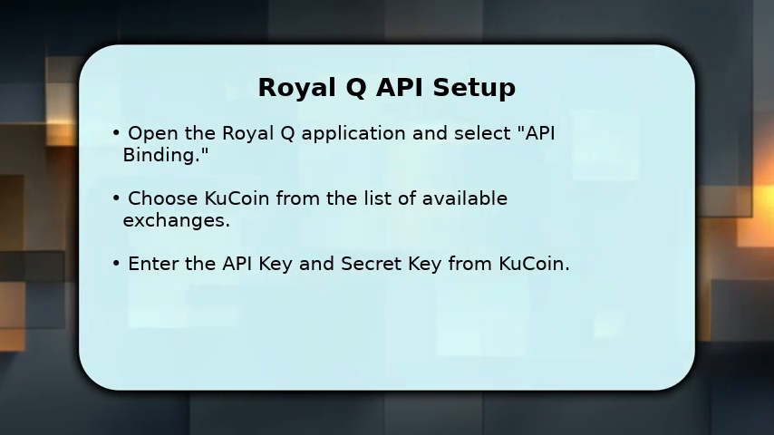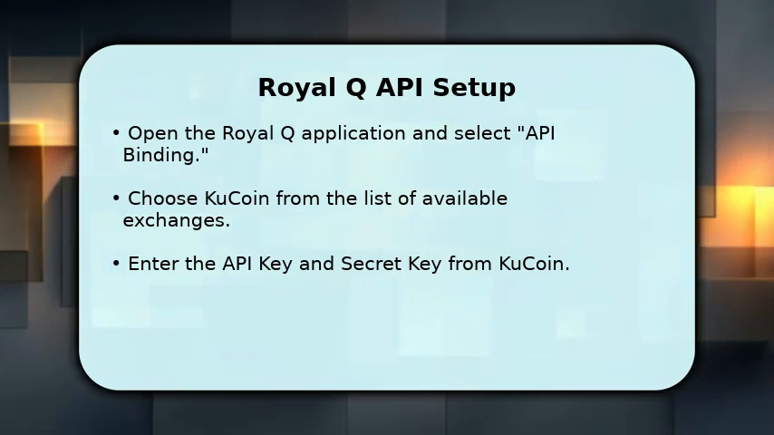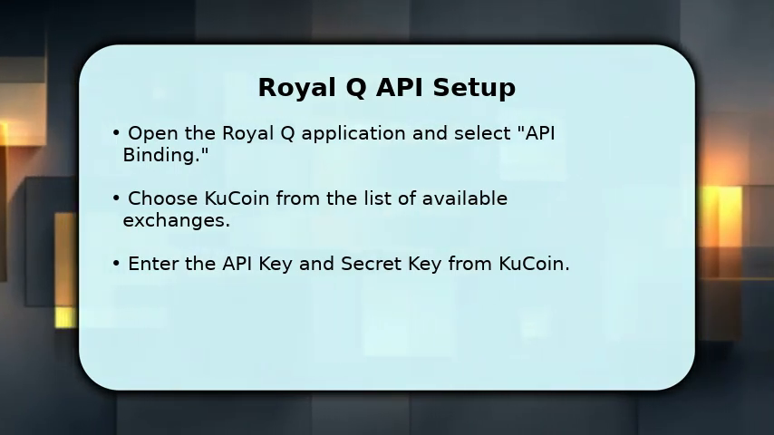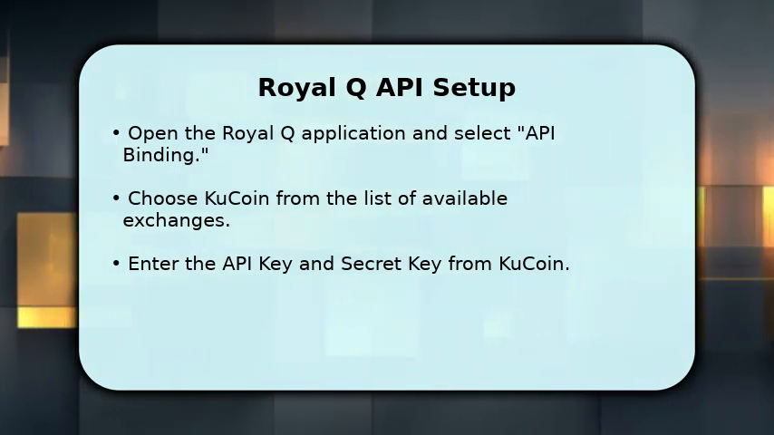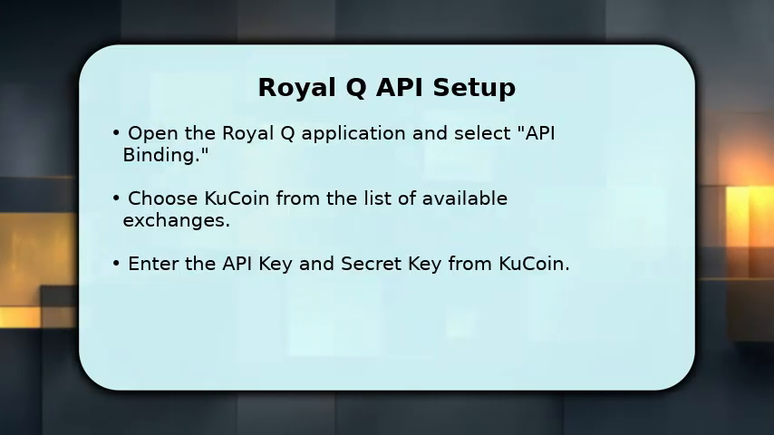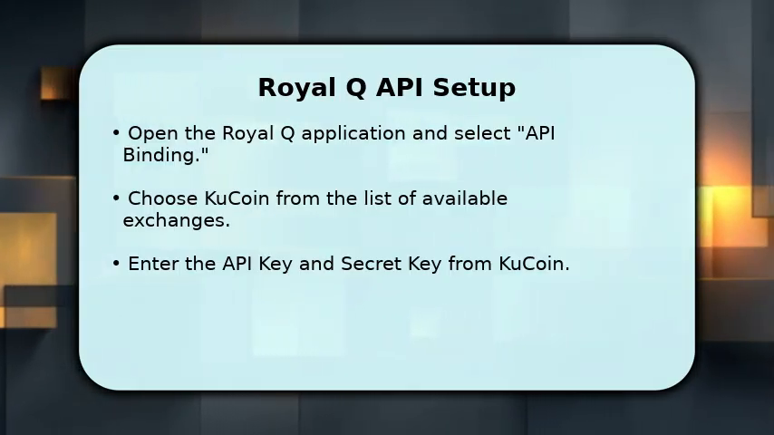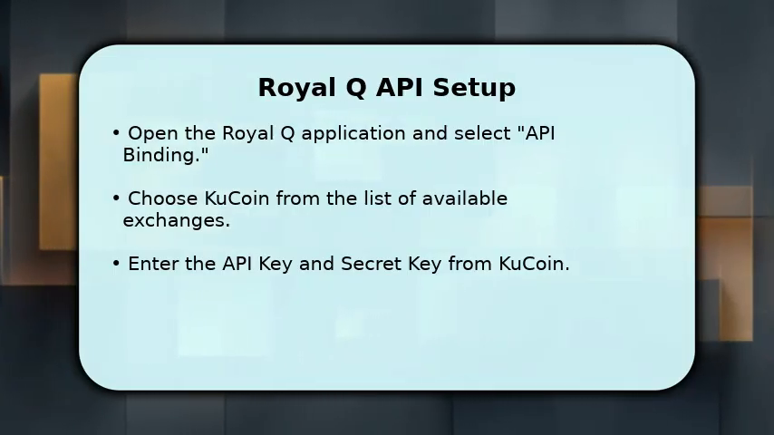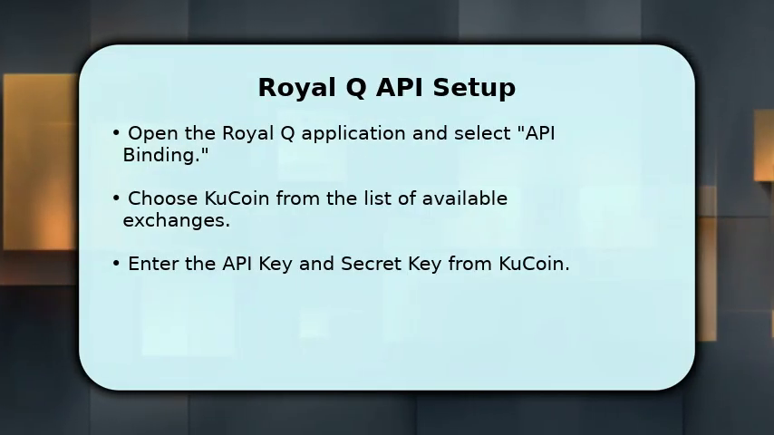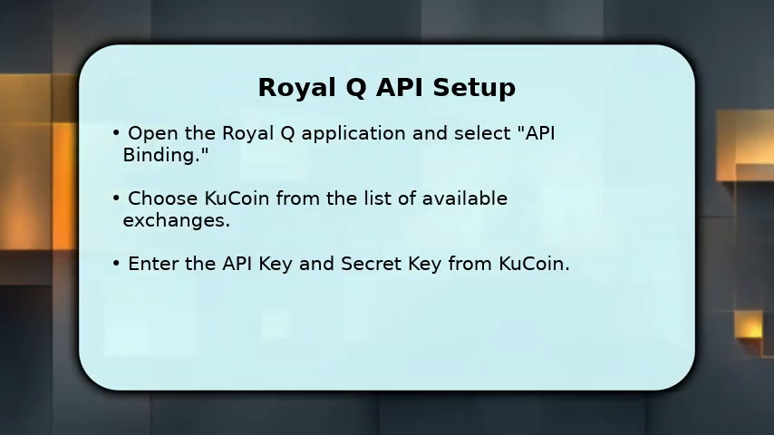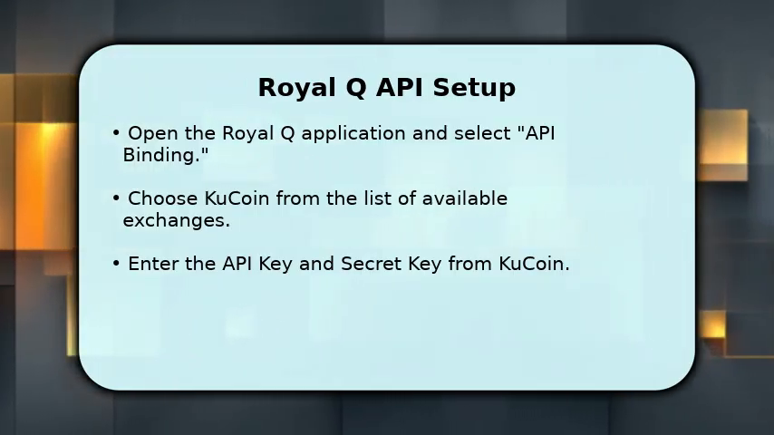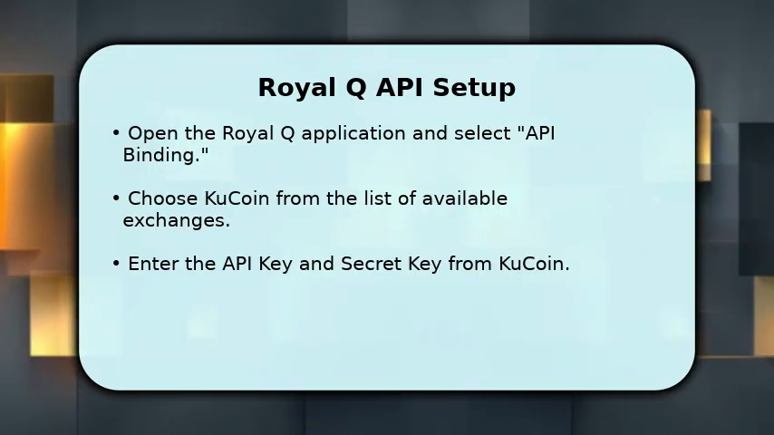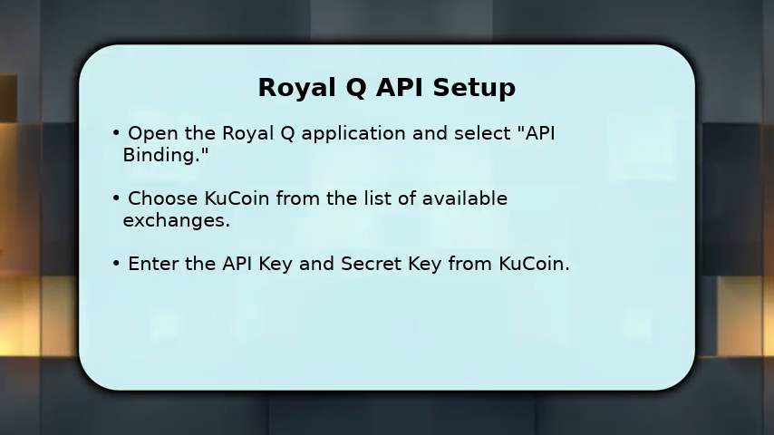Now, open your RoyalQ application. From the main menu, locate and select the API binding option. You will see a list of various exchanges. Choose KuCoin to proceed. Carefully input the API key and secret key that you previously obtained from your KuCoin account into the designated fields within the RoyalQ app. Double-check for any typos to ensure a successful connection.